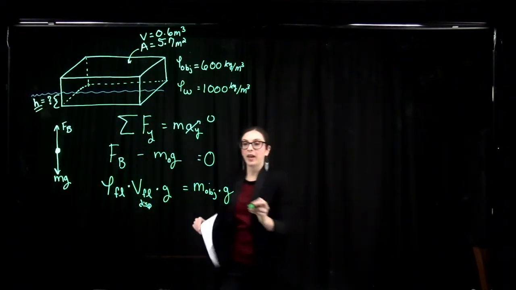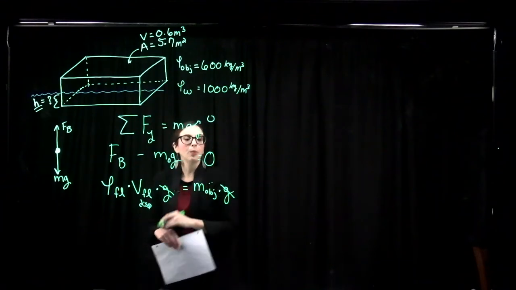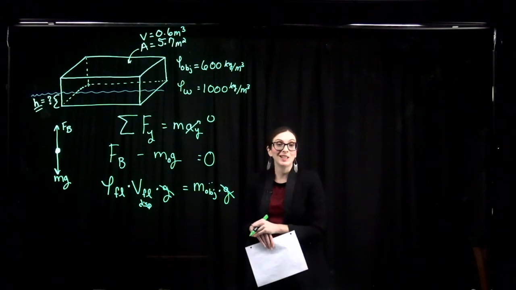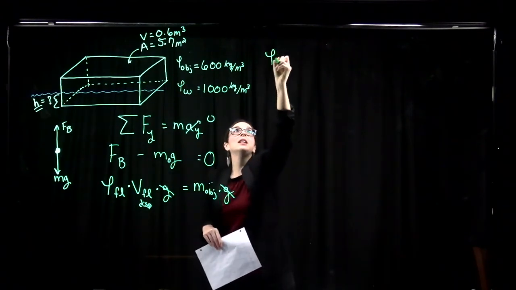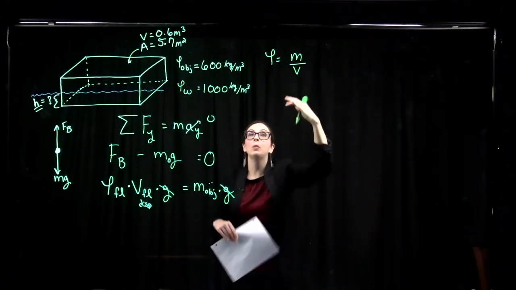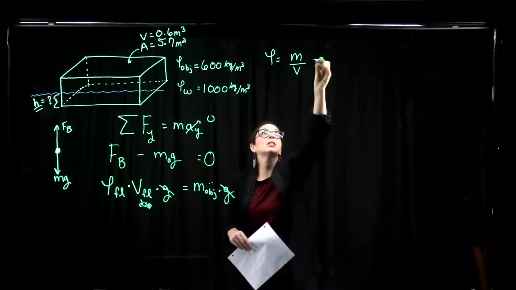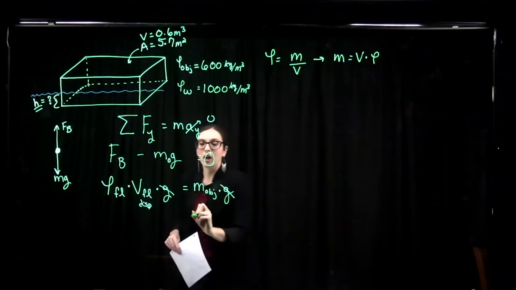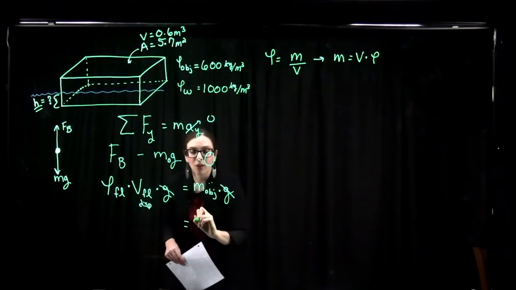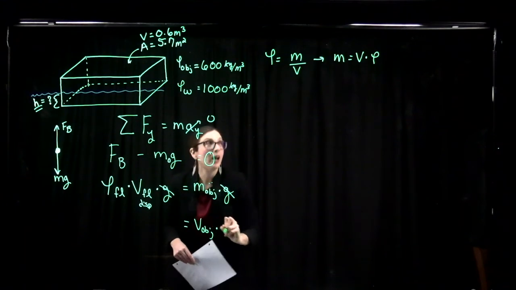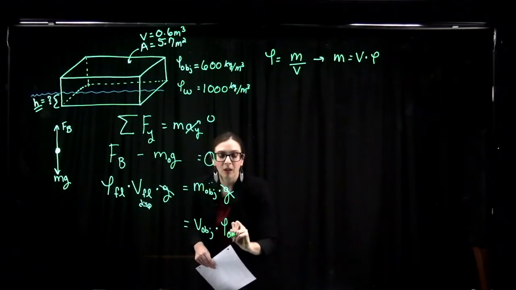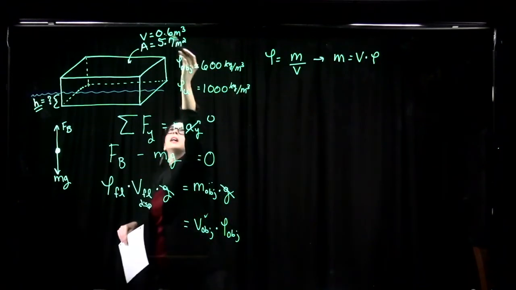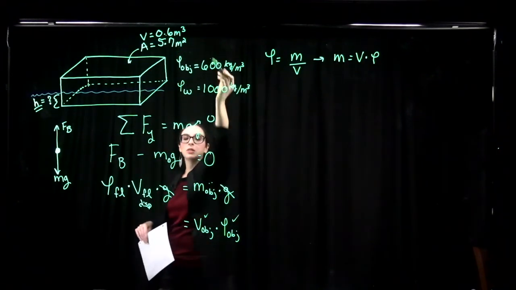Now I see that I can go ahead and get rid of g here, but I'm not told what the mass of my object is. I'm only given the density and the volume, but we can get it from those. We know that density equals mass over volume. So if we solve this for mass, mass is equal to volume times density. So the mass of our object is the volume of our object times the density of our object. We're told the volume of our object right here, and we're told the density of our object right here.